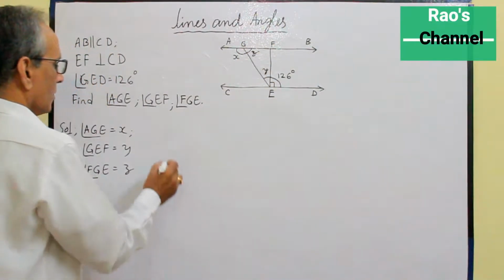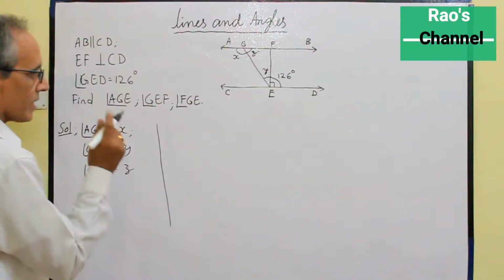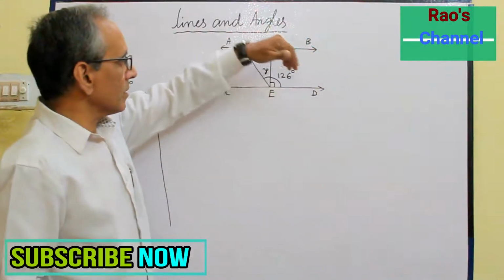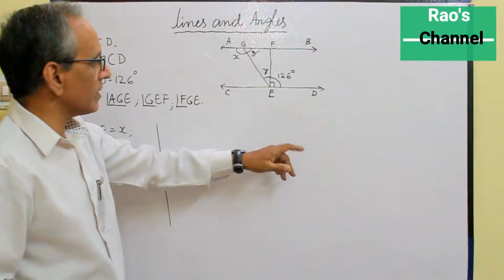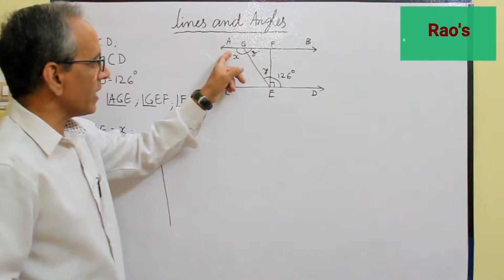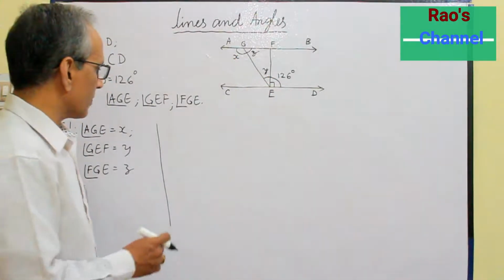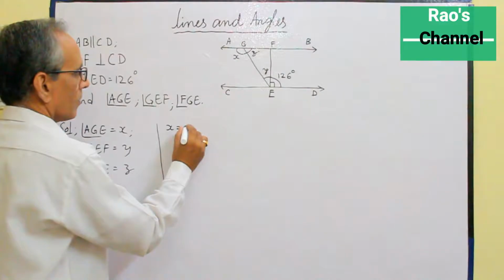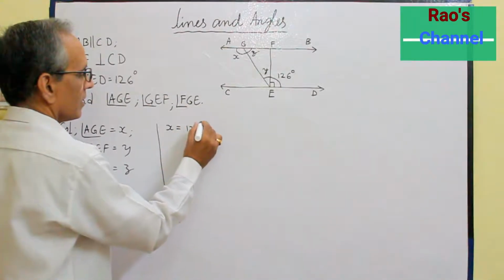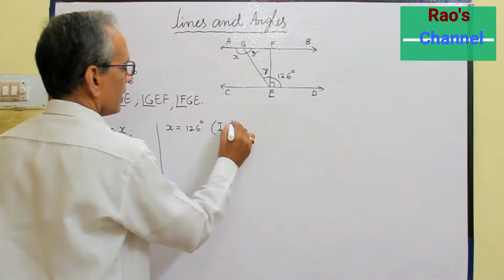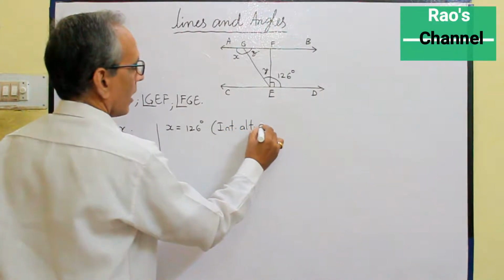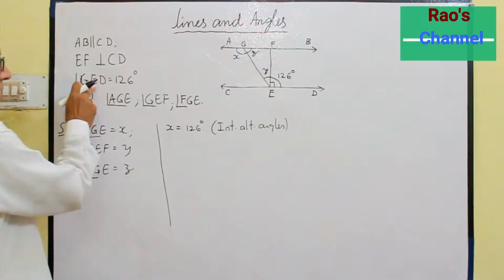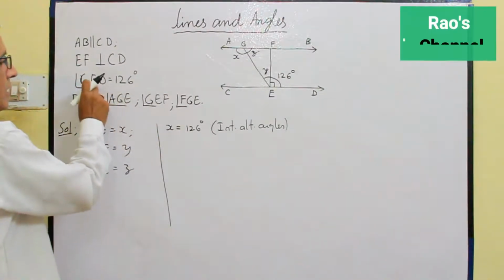Okay, so let's start from X. In the diagram, we see clearly these two are parallel lines, and if I take GE as the transversal, this 126 and X form interior alternate angles. I write the same: X is equal to 126 degrees. Why? They are interior alternate angles. Angle 126 we already know is GED. So X is equal to GED because X and GED are interior alternate angles.